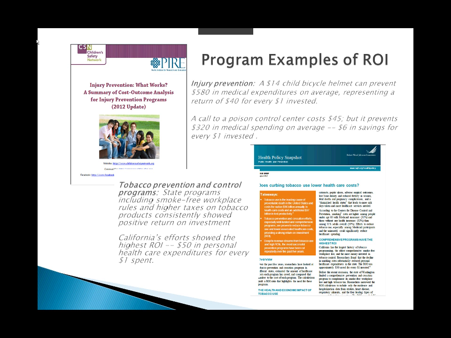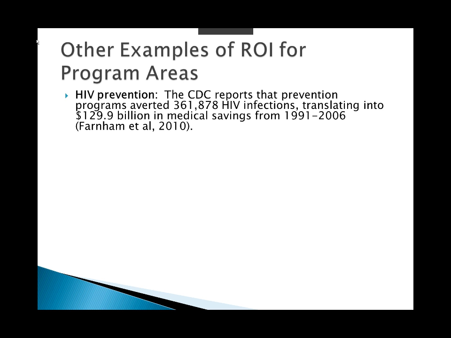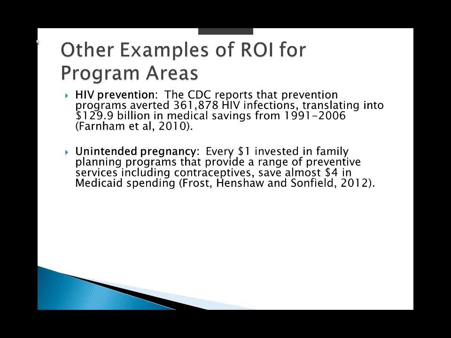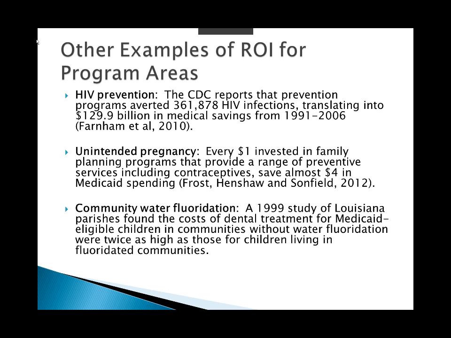Other examples of ROI for program areas have been conducted on HIV prevention, unintended pregnancy, community water fluoridation, so it really covers the gamut. And as you can see, in this area of ROI in public health, there's plenty of work to be done, but it's probably the best developed area, if you will.